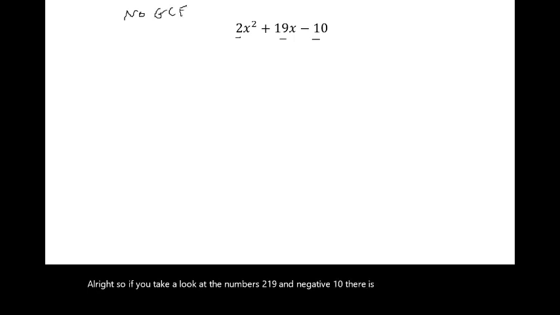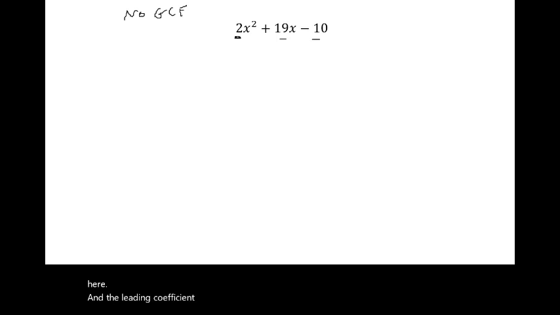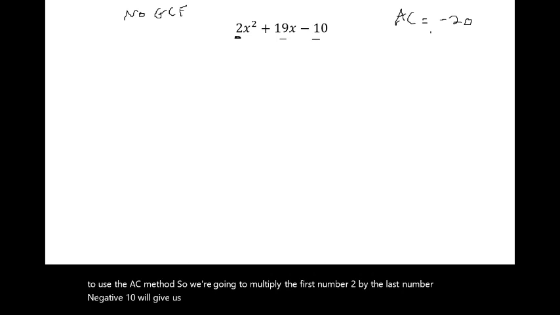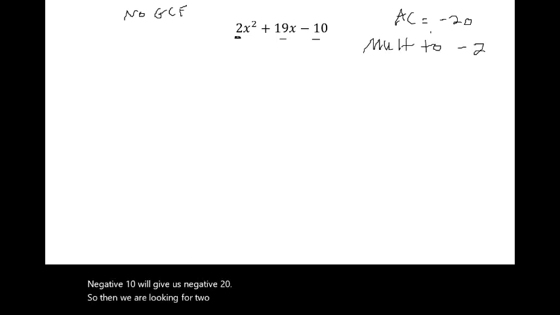All right, so if you take a look at the numbers 2, 19, and negative 10, there is unfortunately no GCF here. And the leading coefficient is not equal to positive 1. So because of this, we're going to have to use the AC method. So we're going to multiply the first number 2 by the last number negative 10, which will give us negative 20. Then we're looking for two numbers that multiply to negative 20 and add up to the middle number 19.